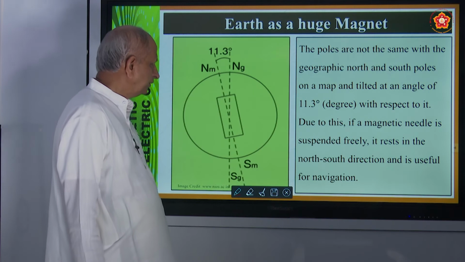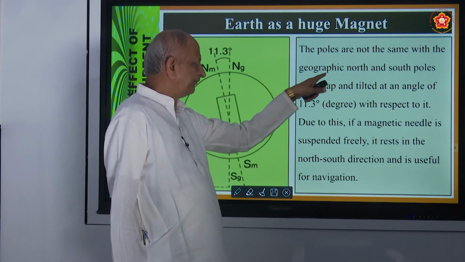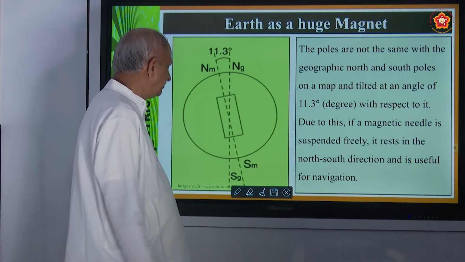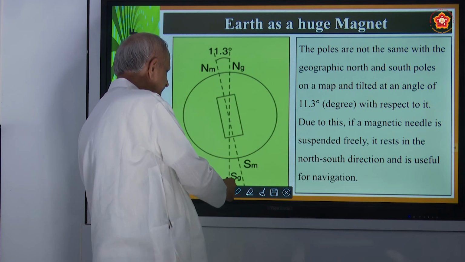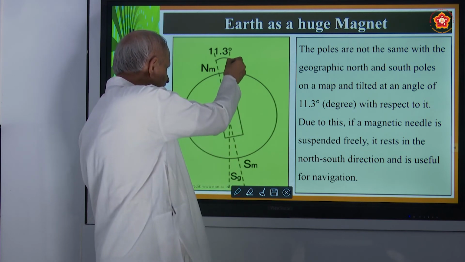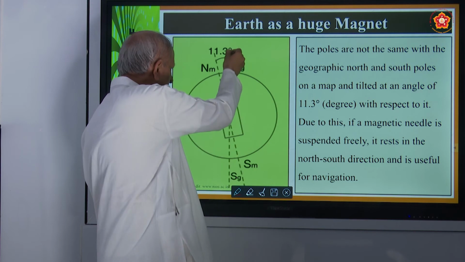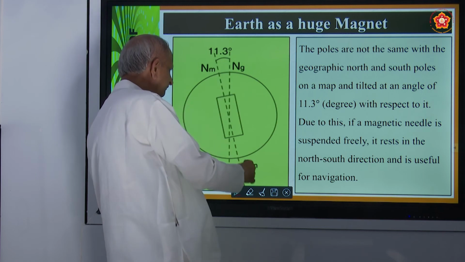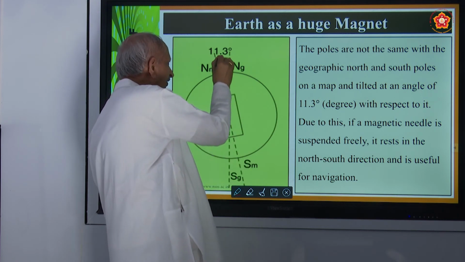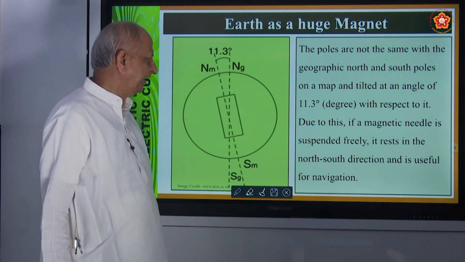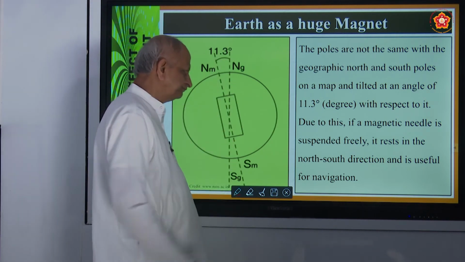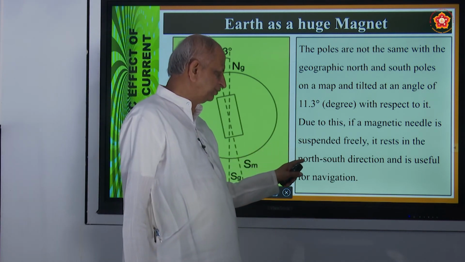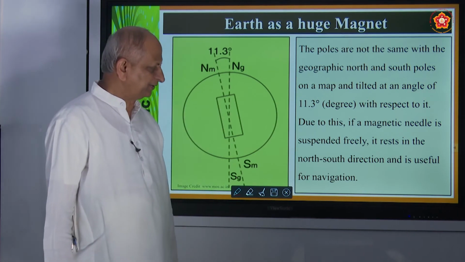The magnetic poles are not the same as the geographic north and south poles on a map; they are tilted at an angle of 11.3 degrees. So there will be tilting. This is the north and south of the earth, and the magnetic north and south is tilted at an angle of 11.3 degrees, but they are not the same. Due to this, if a magnetic needle is suspended freely, it rests in the north-south direction, and it is useful in navigation.